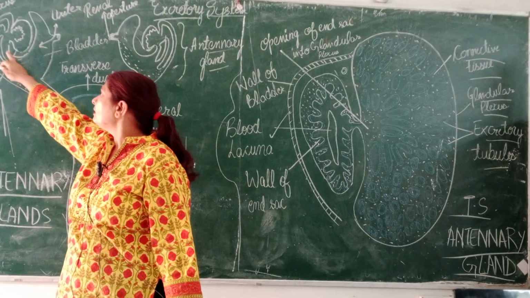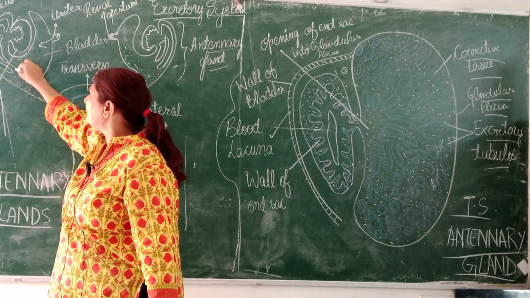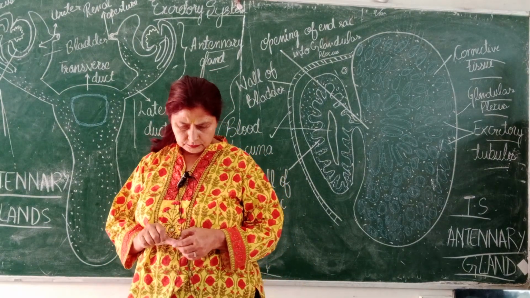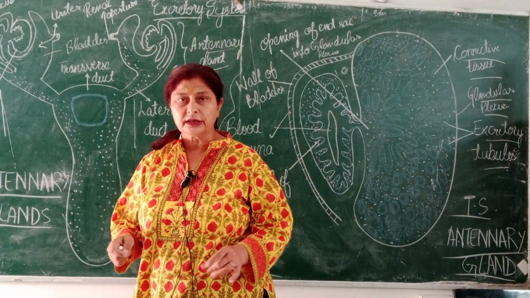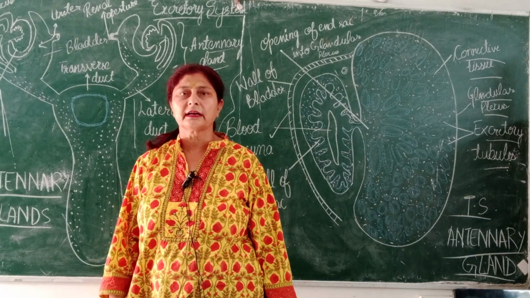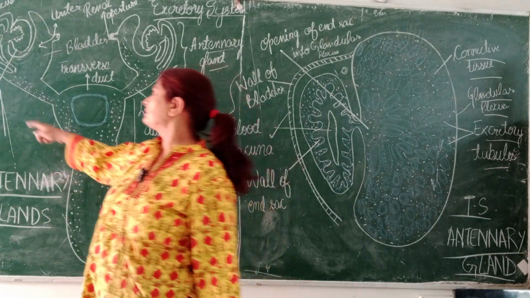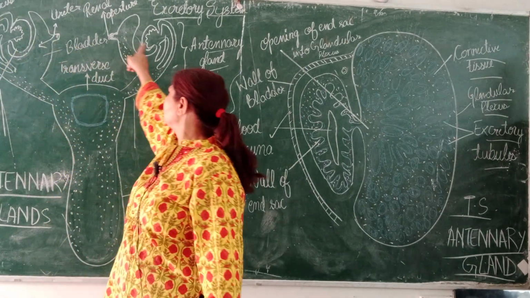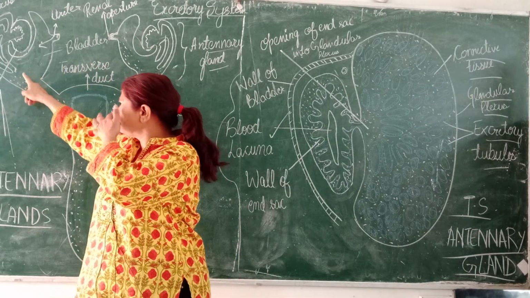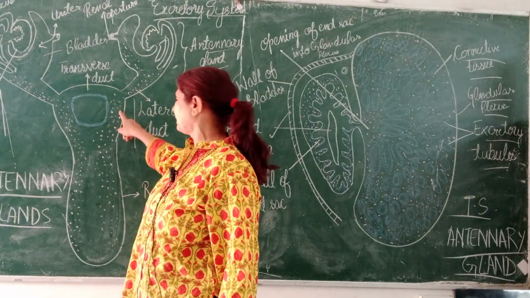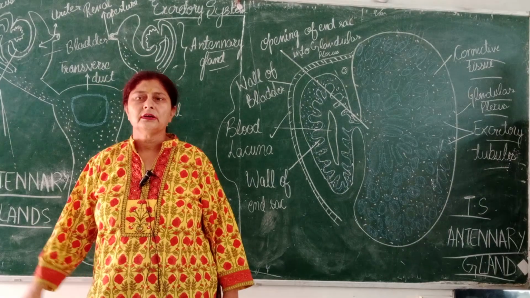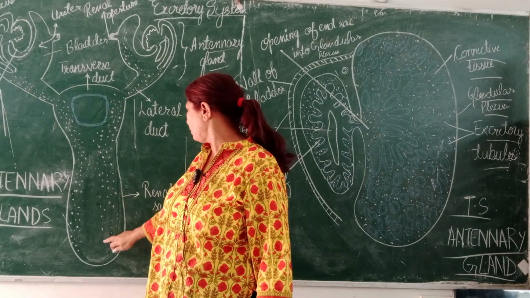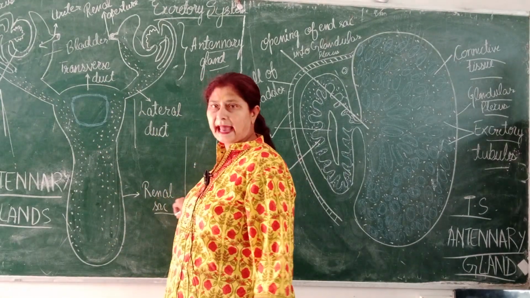Then from the excretory part, that solution along with water and some other electrolytes passes into the glandular plexus. From the glandular plexus it enters into the lateral ducts, and from the lateral ducts it enters into the renal sac.